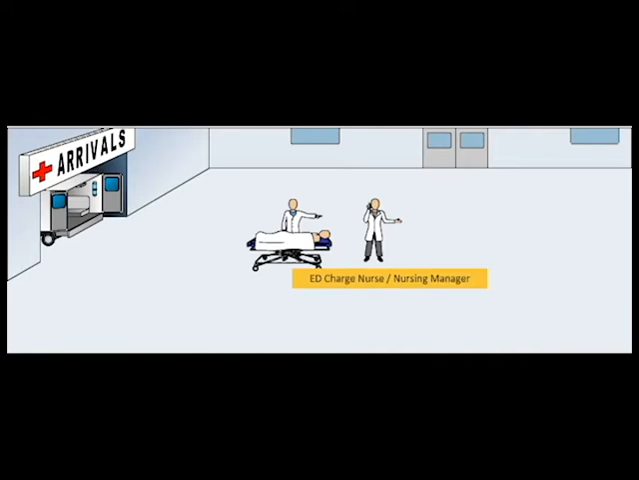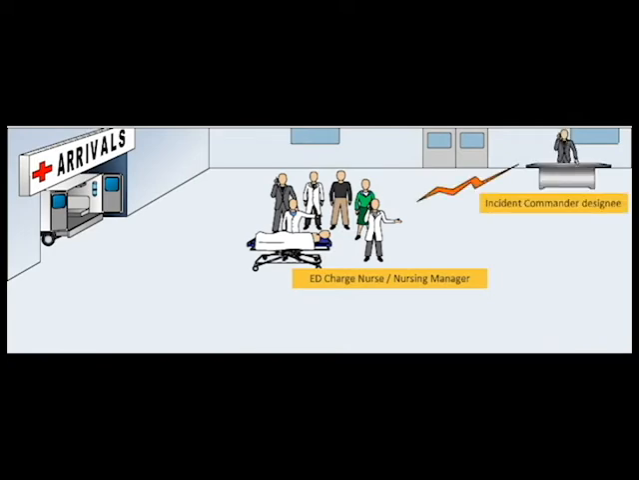In addition, the ED charge nurse or nursing manager can implement the ICS, act as the incident commander, and direct the immediate activation of the casualty care unit leader to oversee triage, establishment of treatment areas, and the tracking of patients as needed. At the earliest opportunity, the ED charge nurse or nursing manager should contact the incident commander designee identified in the EOP and notify the switchboard of the event.